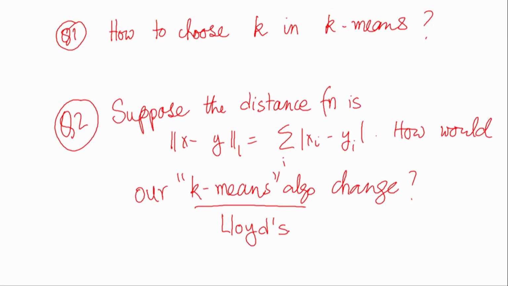Welcome everybody. Before we start, I just wanted to throw in a couple of questions to see how much we retained from last time. The first question should be fairly easy. How do we decide the k in k-means? What's one possible way?